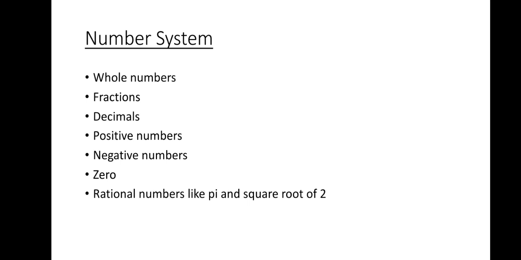The first example of these sets or groups are whole numbers. Other sets are fractions, then decimals. In mathematics, we also have positive numbers, negative numbers, zero, and irrational numbers like pi and the square root of 2.